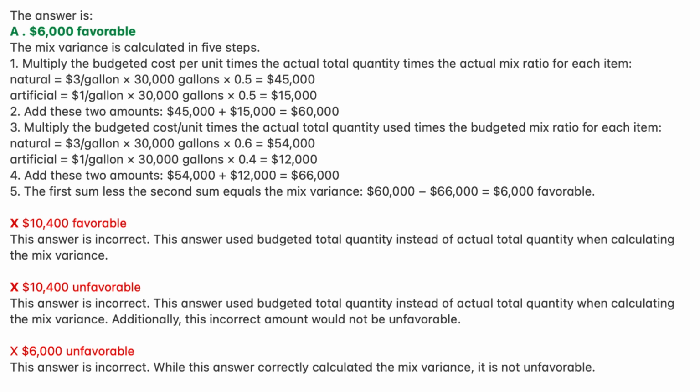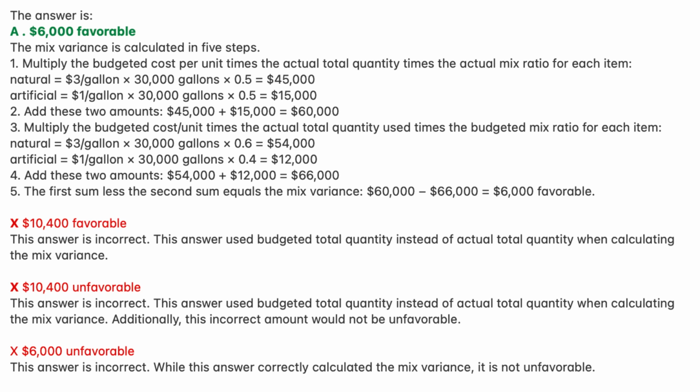The mix variance is calculated in 5 steps. 1. Multiply the budgeted cost per unit times the actual total quantity times the actual mix ratio for each item. Natural equals $3 per gallon times 30,000 gallons times 0.5 equals $45,000. Artificial equals $1 per gallon times 30,000 gallons times 0.5 equals $15,000. 2. Add these two amounts, $45,000 plus $15,000 equals $60,000.